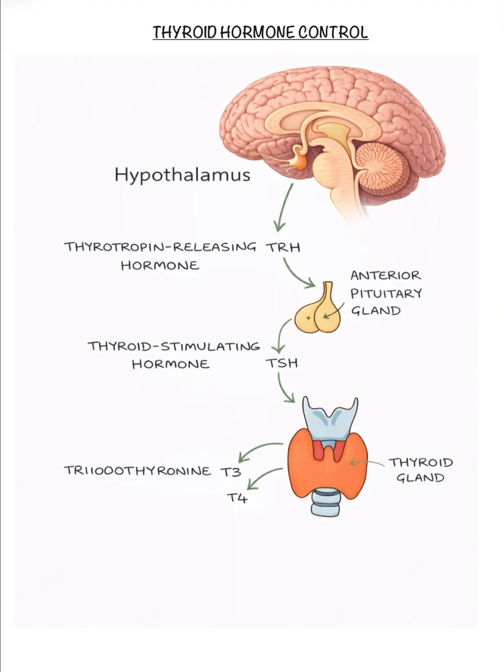Thyroid hormone levels are controlled by the hypothalamus and the anterior pituitary gland. The hypothalamus releases TRH, which stimulates the anterior pituitary to release TSH. TSH then acts on the thyroid gland to produce T3 and T4. This system is known as the hypothalamic pituitary thyroid axis.